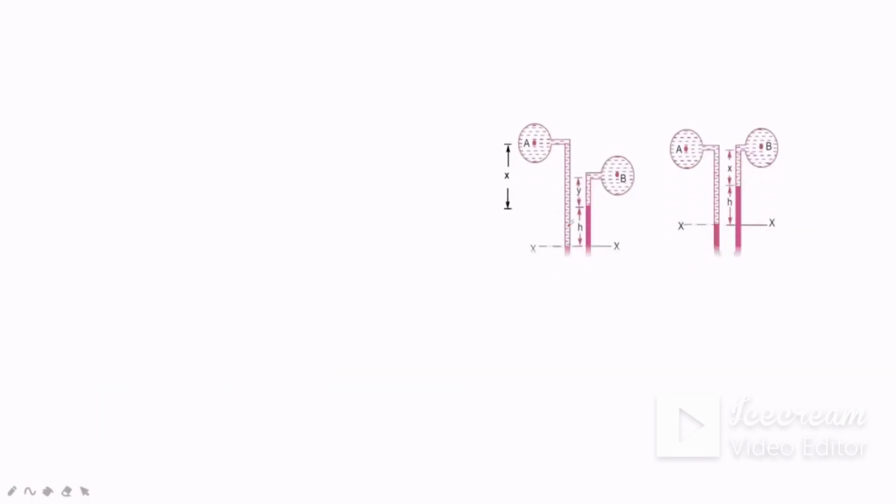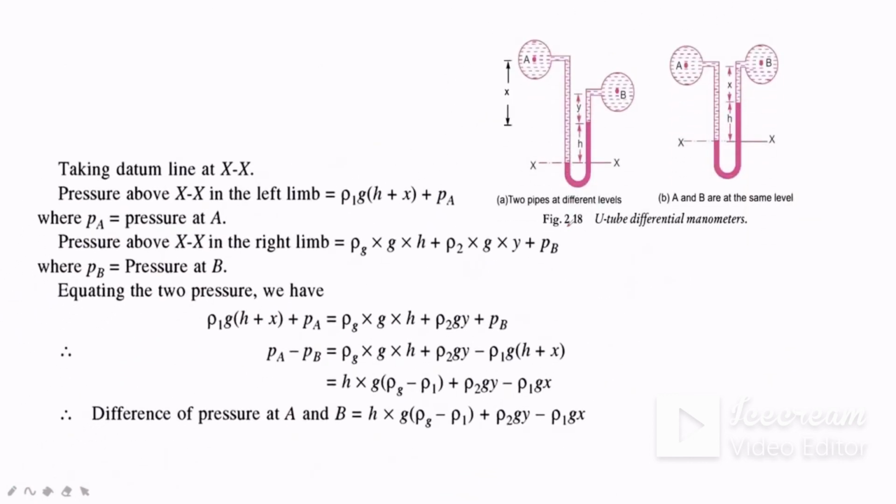So I'll show you. Okay, see, taking the datum line at X, I took a datum line here, X. So whatever the pressure at X in the left limb will be, first PA, the pressure in the liquid in the system, plus this liquid, rho 1 g H1. But in place of H1, what we have is X plus h. So h plus X is nothing but this H1, when we compare to our earlier slides.